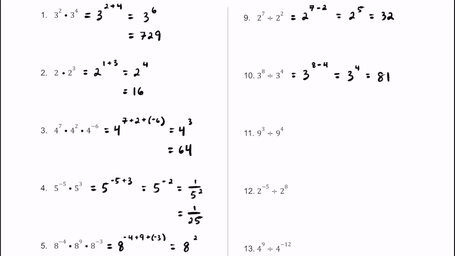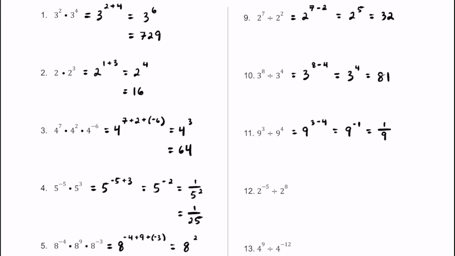For number 11, we have a common base of 9, so we have 9 to the third power divided by 9 to the fourth power. Using a shortcut, we can condense this and write 3 minus 4 power instead. Now 3 minus 4 is -1, so we have 9 to the negative first power. So if 9 to the first power is equal to 9, then 9 to the negative first power is just going to be the reciprocal, 1/9.